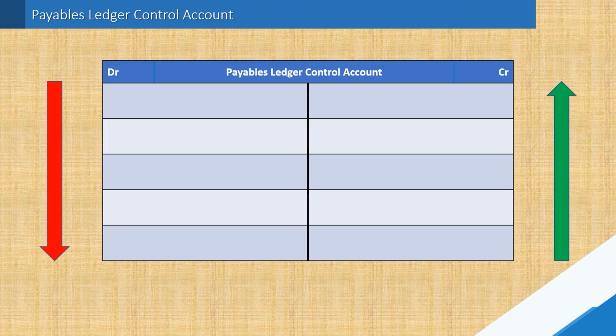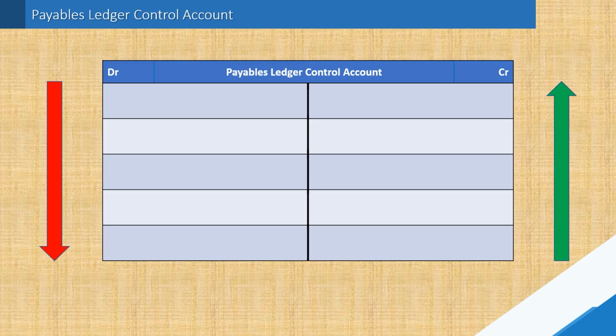So, the Payables Ledger Control account is a summary in the general ledger of all the transactions entered in the separate supplier accounts. It shows how much is owed by a business to all of its suppliers.